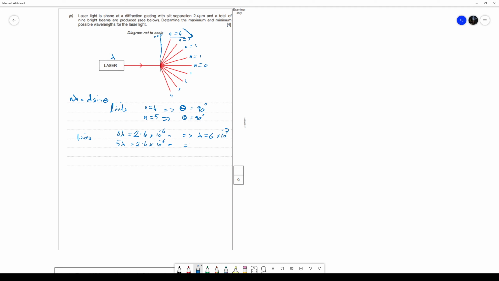And 2.4 divided by 5 is 4.8 times 10 to the minus 7. So those are my two limits. So my final answer then puts lambda anywhere between those two. Hopefully that makes sense.